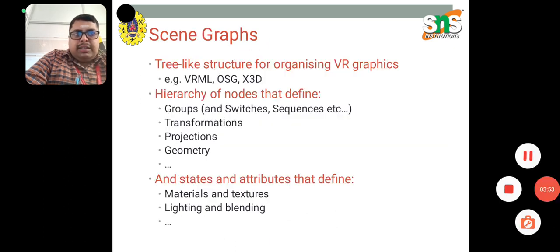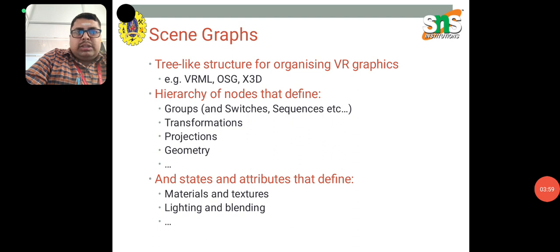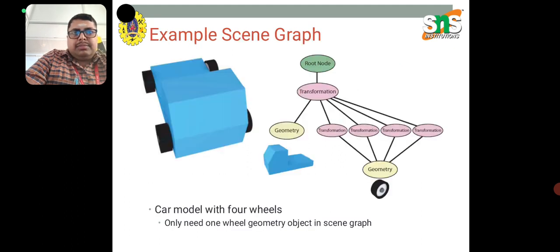Next, the scene graph. The scene graph is a tree-like structure for organizing VR graphics. For example, we have VRML, OSG, and X3D. VRML is the Virtual Reality Modeling Language. It is a hierarchy of nodes: groups, switches, sequences, then transformations, projection, and geometry. Next, states and attributes: materials and textures, lighting and blending.